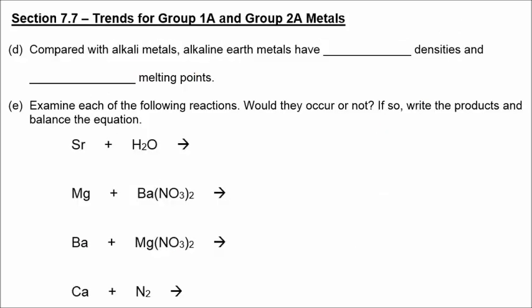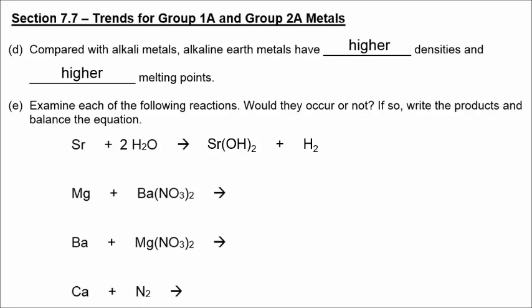Now compared with alkali metals, alkaline earth metals have higher densities and higher melting points. Strontium can react with water to form strontium hydroxide and hydrogen gas. Magnesium can react with barium, or is it barium reacting with magnesium? So one of these is not going to occur. Well, which of these metals is larger in size and therefore more metallic?